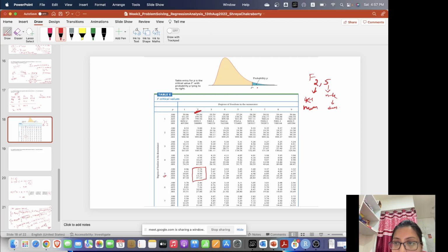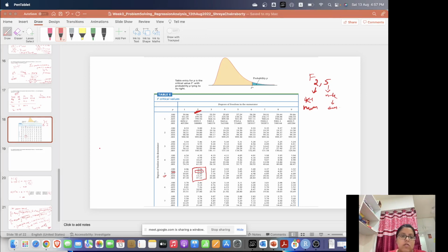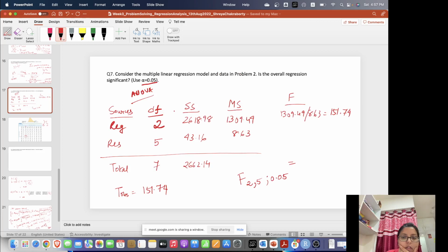Now what is my P that I want? I want 0.05. So my critical value is 5.79. Now what would be our decision? Since our test statistic, 151.74, is greater than the critical point of 5.79, we will reject H0. This was our decision rule: if the observed value of the statistic is greater than the critical point at alpha percent level of significance, then we reject H0.